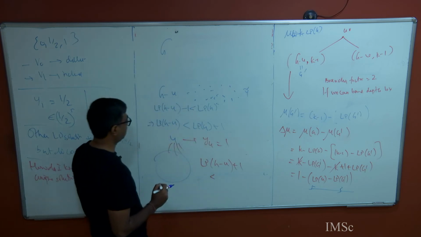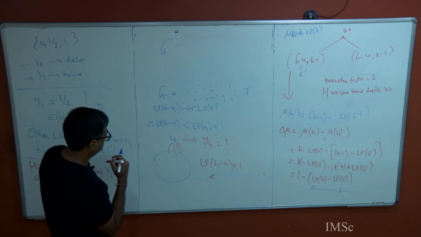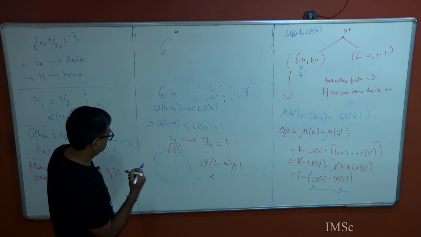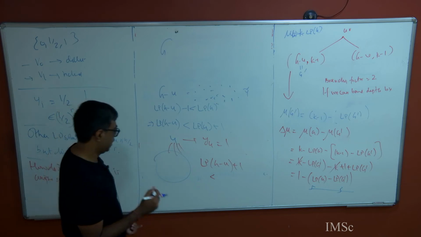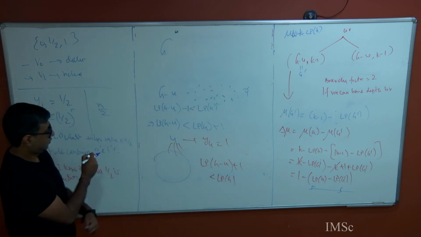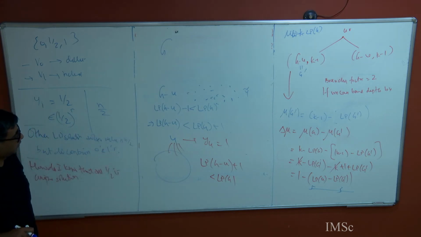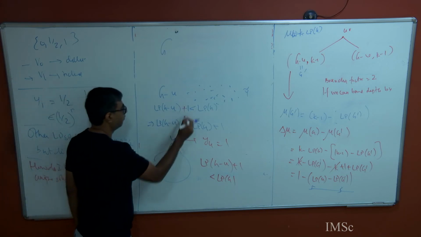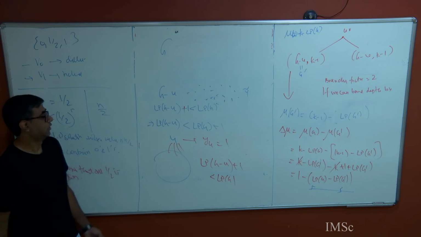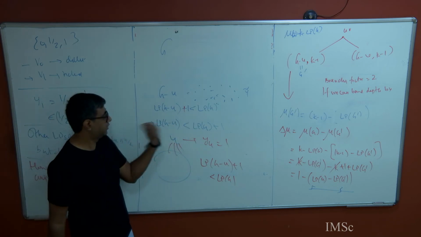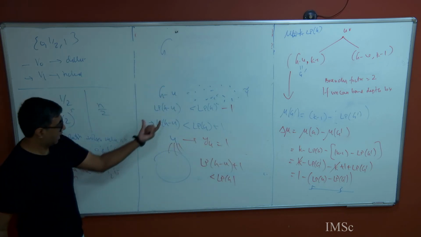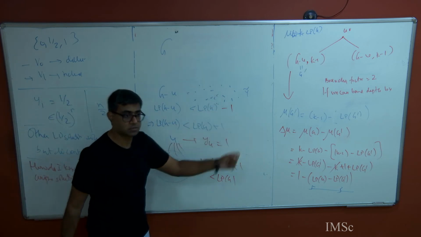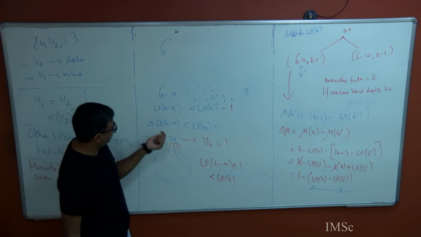So this is less than or equal to LP of G. Is it true? If this is the case, then this is true, right? Or have I done something wrong? I think this is LP of G minus U. How much did it drop by? So LP of G minus U is even less than the LP value of G minus 1.